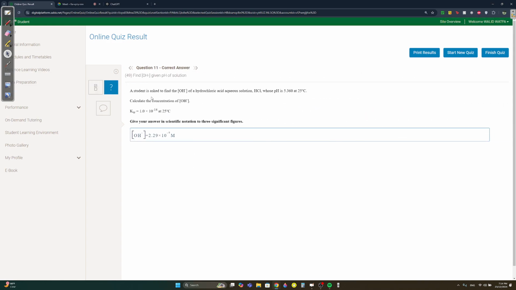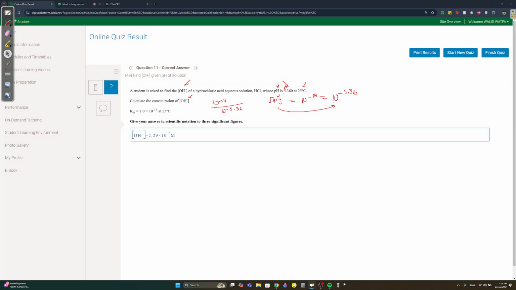Question 11. A student is asked to find OH minus, whose pH is this. If the pH is this, can you find the concentration of H plus? Of course you can. If you have pH and you want to find the concentration of H plus, it's always equal to 10 to the power of negative pH. So here the concentration is 10 to the power of negative 5.36. Now we have the concentration of H plus. Can we find OH minus? Of course we can. It's just 10 to the minus 14 over this.